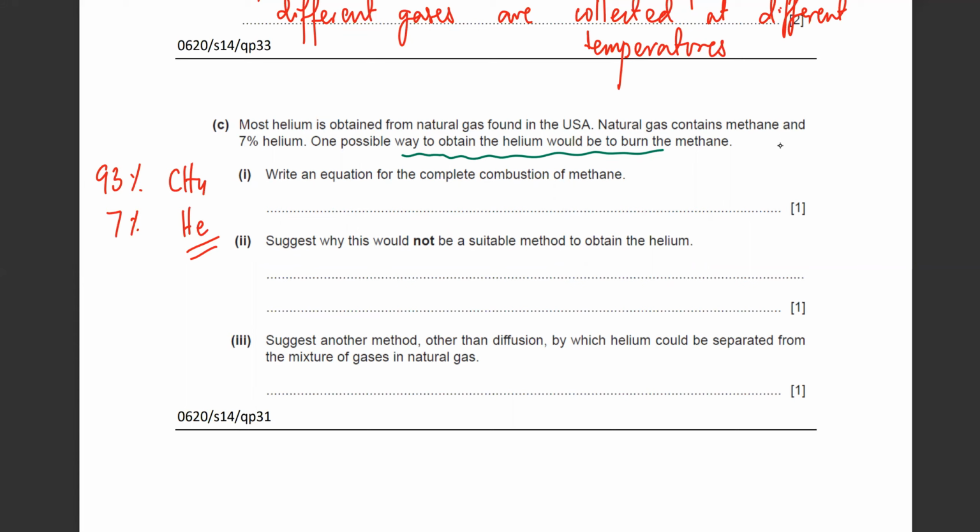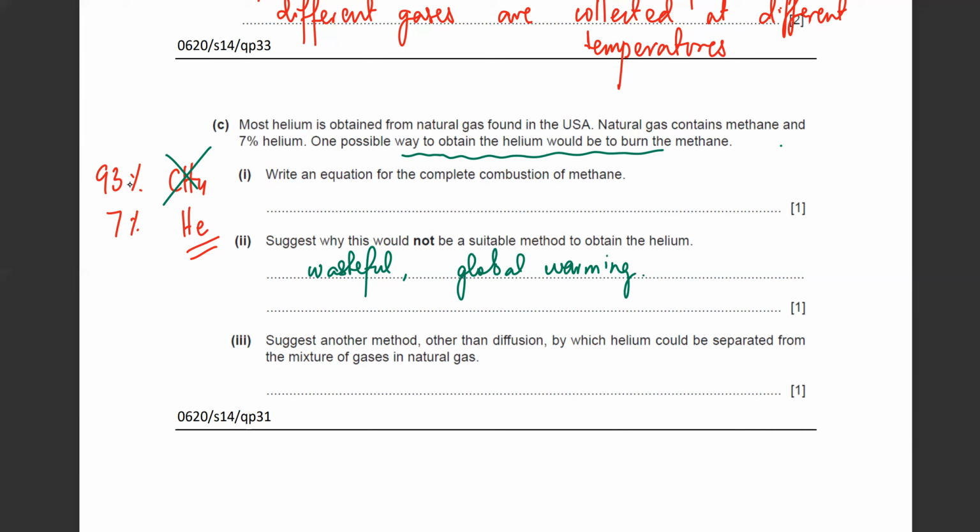I'll just tell you, the reason it's not a suitable method is that burning methane or burning gas, firstly, you're wasting 93% of it. You can give it to homes. It's your cooking gas. It's the gas for domestic heating. So it's very wasteful, because it was mostly methane, and he's just burning off all the methane. The other thing is that burning or combustion causes global warming, like burning petrol. So a lot of combustion causes global warming. So it has environmental effects.